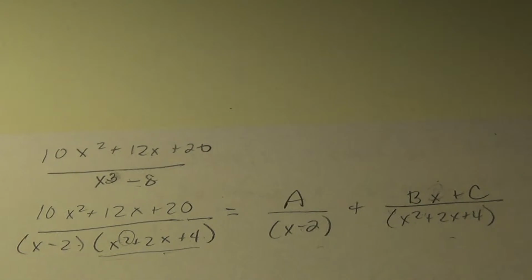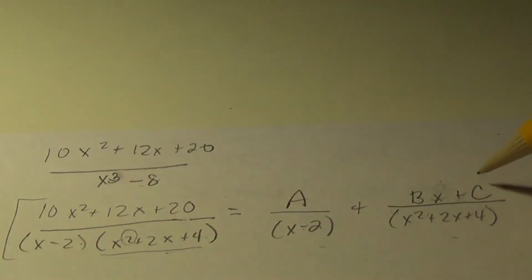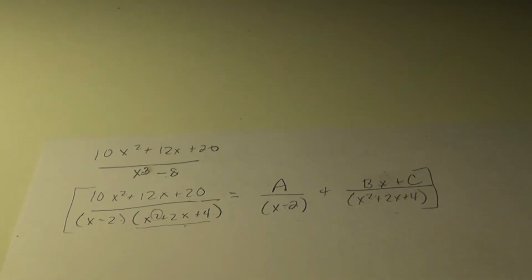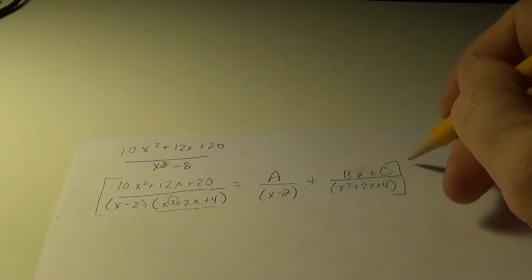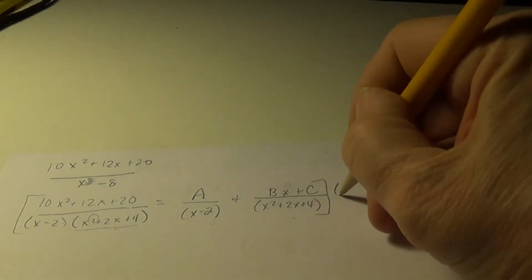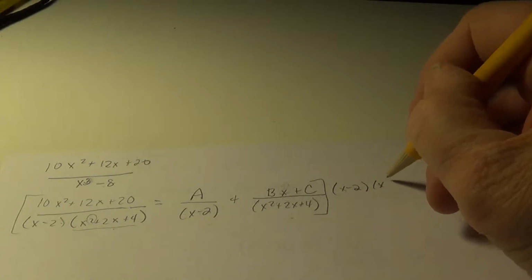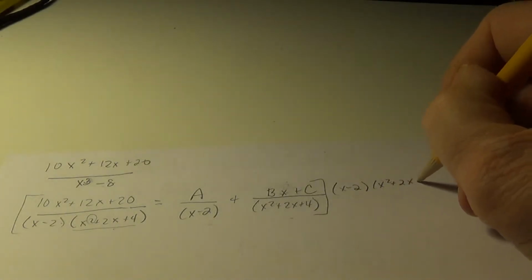All right, so now we're going to work it similarly. What would you do next? We're going to multiply by something, and it's going to be, zooming out here, the greatest common denominator. So it's going to be x minus 2 and x squared plus 2x plus 4.